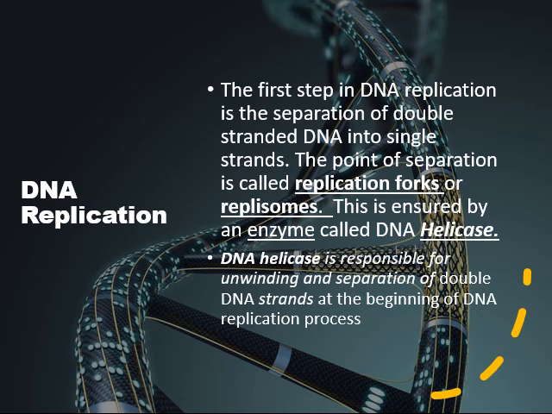The strands of the DNA that form at replication forks are usually complementary. Now, the first step in DNA replication is the separation of the strands into two separate single strands, and this normally happens at a point called the replication fork or replisome by an enzyme called DNA helicase. The DNA helicase helps in unwinding, that is, it separates the DNA strands from each other at the beginning of the replication process.